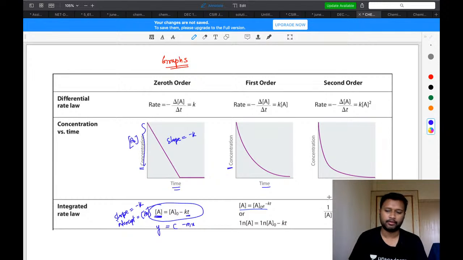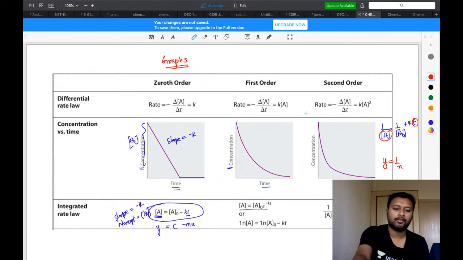The next is for the second order reaction. The equation is 1 upon A is equal to 1 upon A naught plus kt. Okay, that's what the equation is. We are plotting just this versus this. So these two things are going to be inversely proportional to each other. That's why the graph is going to be something like this. Okay, so it's like a y is equal to 1 upon x graph. So these three graphs are important.